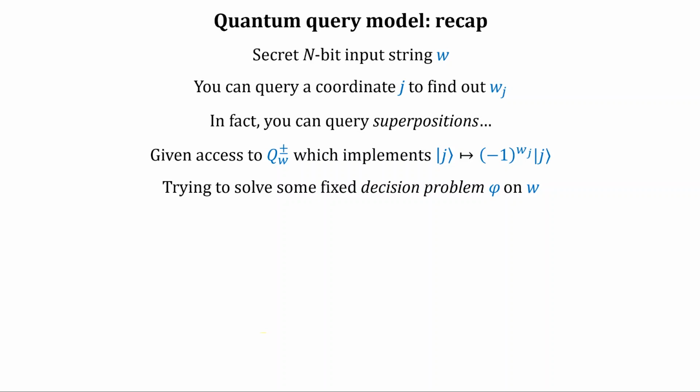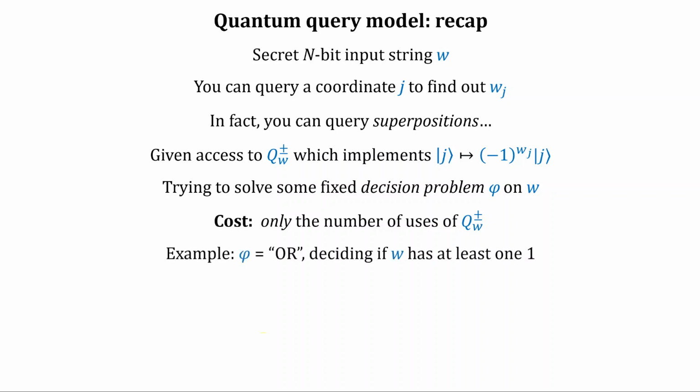Now what you're trying to do is solve some fixed decision problem, let's call it phi, on the unknown string w. And in the quantum query model, the main feature is the cost model, which says that the only thing that we're going to count is the number of queries you make, the number of quantum queries you make, the number of times you use this Q sub w plus or minus. Other computation is totally free, so we're not going to count gates or anything. You can think about what you want to query as much as you want. We'll only count how many queries you make.